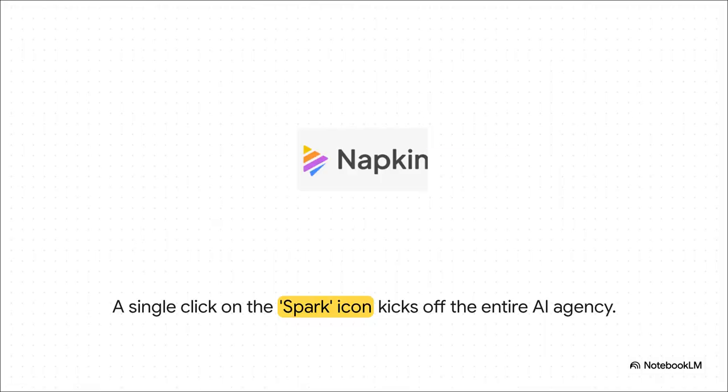And here's the best part. For you, the user, kicking off this entire AI agency is ridiculously simple. You just paste in your text, highlight what you want to visualize, and click this little spark icon. That's it. That one click sets that whole team of agents into motion.